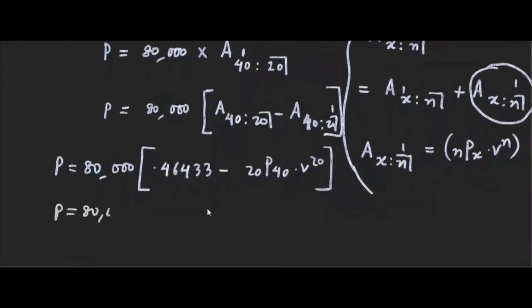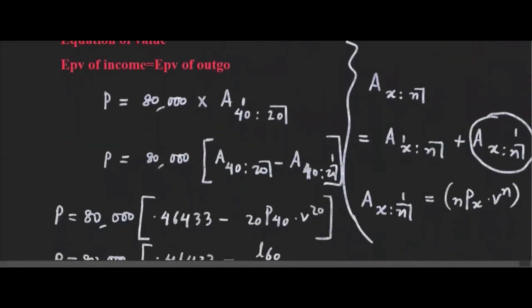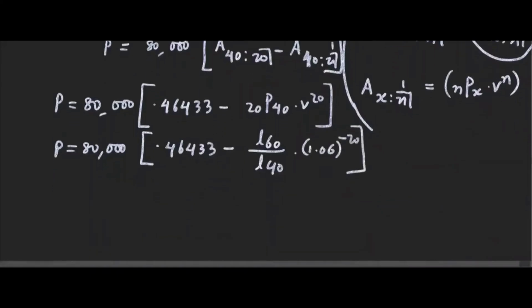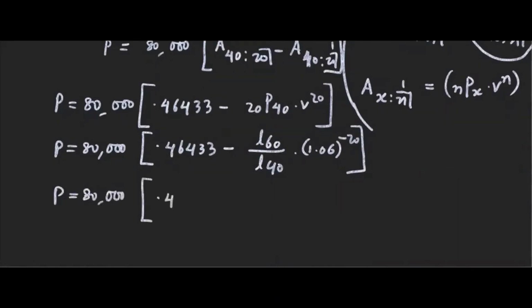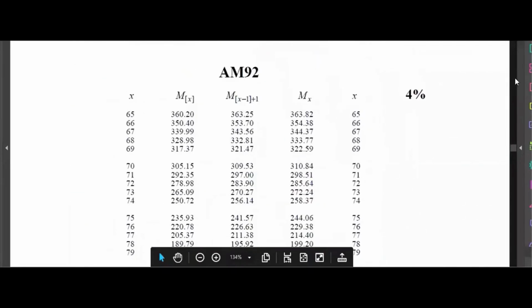So let me write it. 80,000, you write 0.46433 minus this one, L60 divided by L40. You have to see L table, okay. Then interest rate is given here, 6%. So using 6%, you can find this one, 1.06 power minus 20, and then that will be equal to 80,000 multiplied by 0.46433 minus L60 over L40. You have to see L table, okay. L table will be here initially.